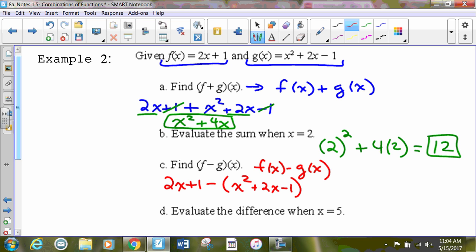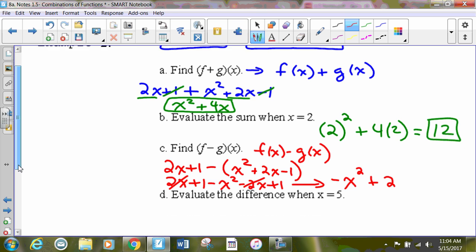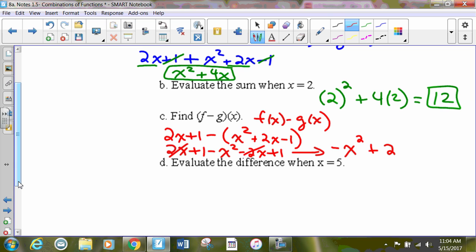So I'm going to distribute that minus sign first before I start to gather like terms. I'm going to distribute it to the x squared and to the 2x and to the negative 1. And then I'm going to go ahead and start gathering like terms. I've got the negative x squared, and then the 2x's go away, and then 1 plus 1 is 2. And then part D asks me to evaluate the difference when x is equal to 5. So I'm just going to go ahead and plug in 5 for x.